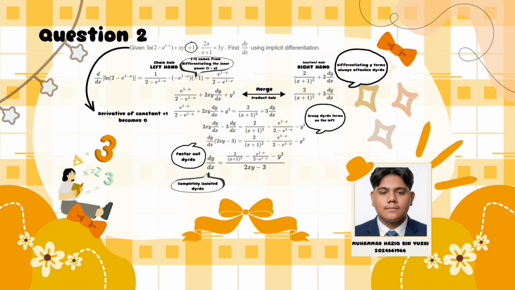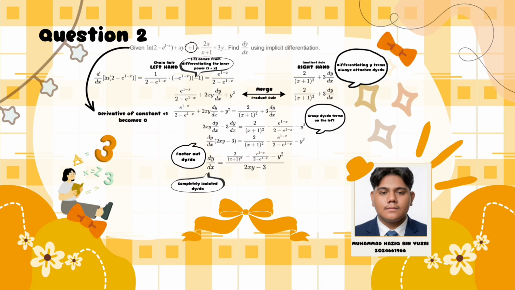For this natural log term on the left, since there is a function inside another one, I had to use the chain rule. I basically differentiated the outside log first, which gave me 1 over the inside expression, and then multiplied it by the derivative of what's inside. It cleans up these fractions right here.